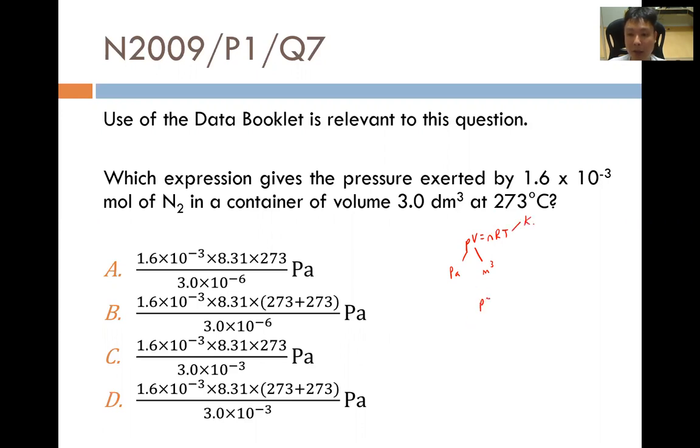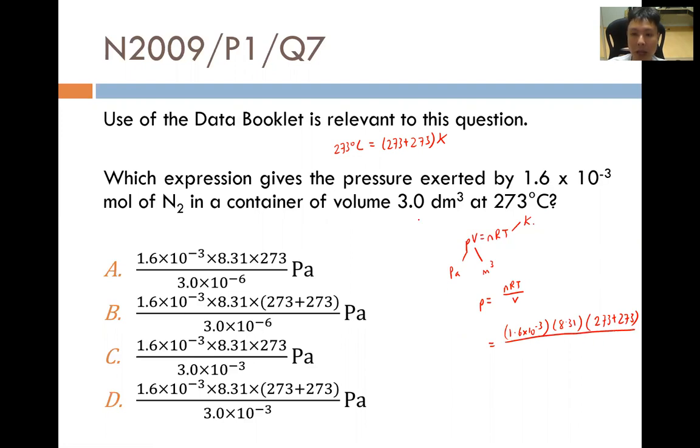Okay, we can rearrange this equation because we would like to calculate the pressure. So nRT over V. n is given in the question to be 1.6 times 10 to the power minus 3, just the number of moles. The molar gas constant is 8.31. The temperature must be in Kelvin. So I remind you all again, the way to convert the temperature in degrees Celsius into Kelvin is to add 273 to it. So if we have 273 degrees Celsius, it will be equal to 273 plus 273, so that we can convert it into Kelvin. And we need to do so because that's the unit that has to be used for temperature in the ideal gas equation. So this is 273 plus 273.